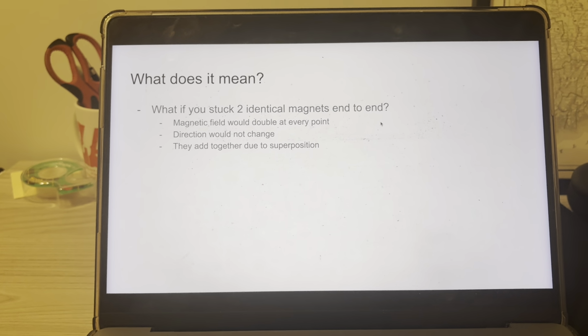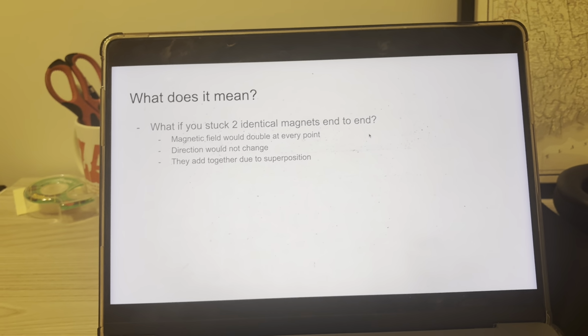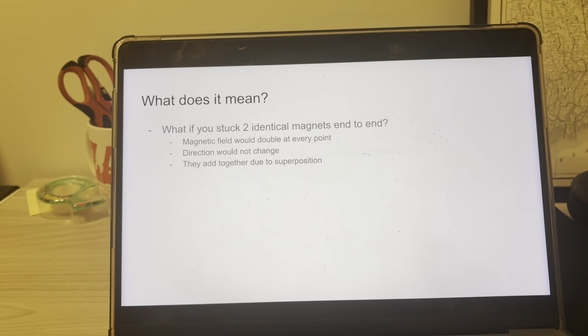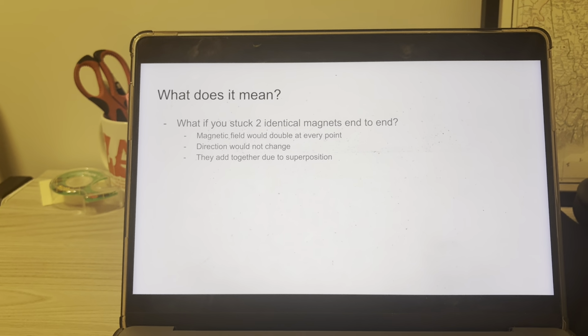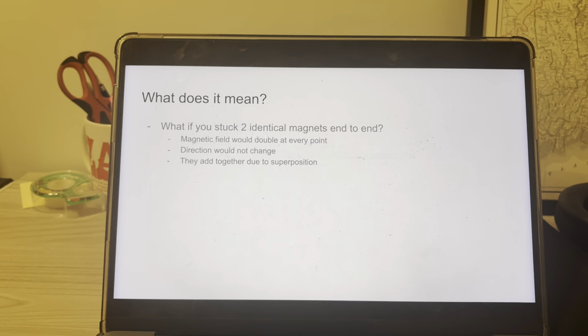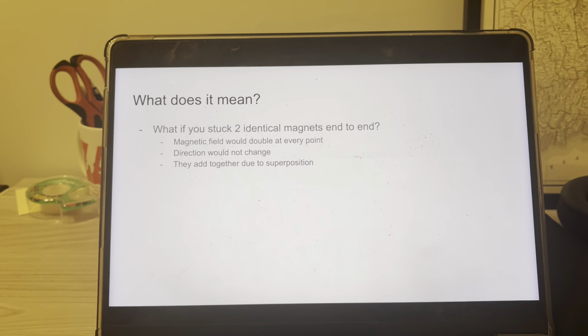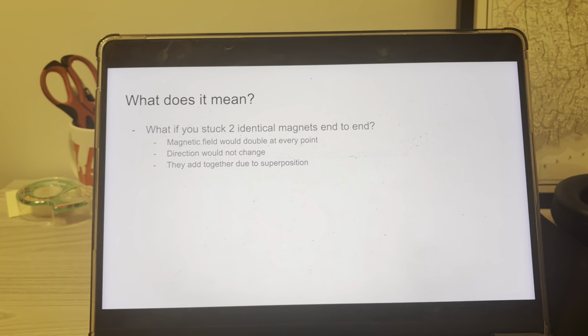And what if we stuck two identical magnets end to end? The magnetic field would double at each point and the direction wouldn't change, and due to superposition, they would all just add together. Okay, that is my presentation.